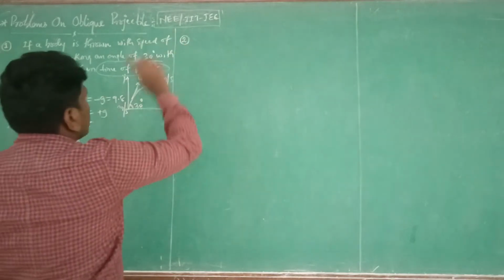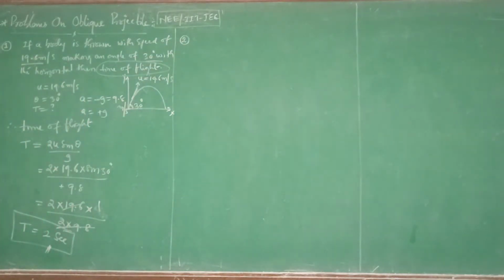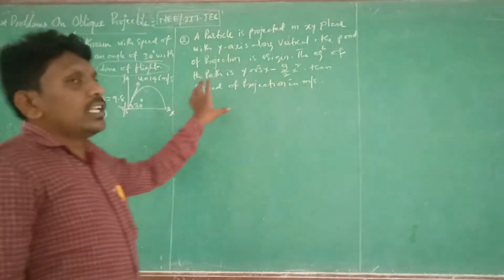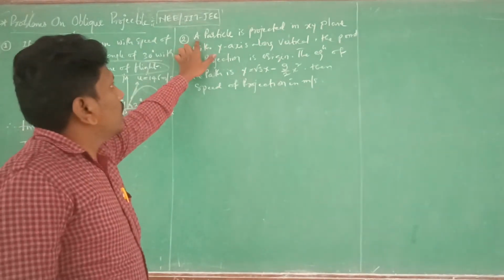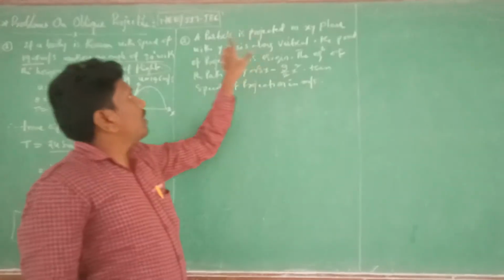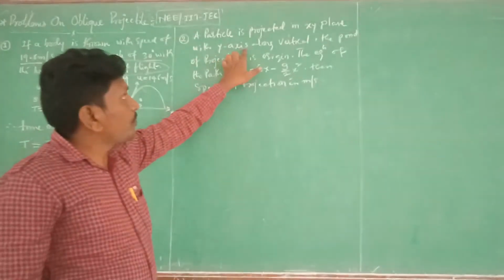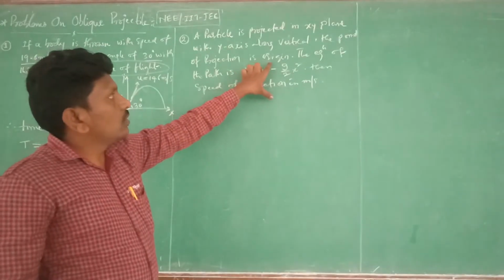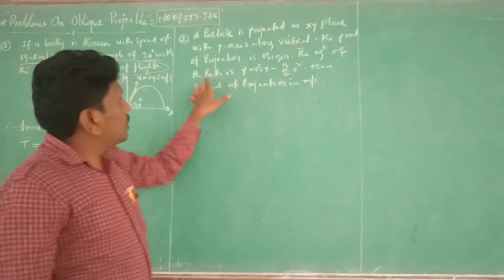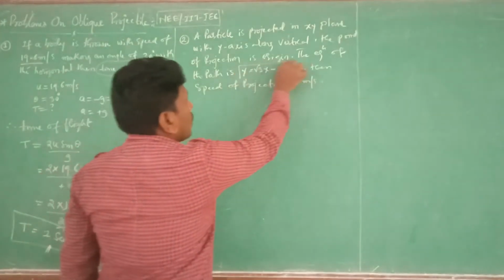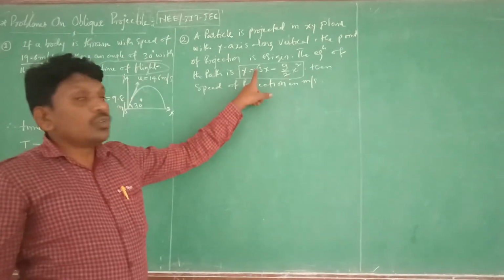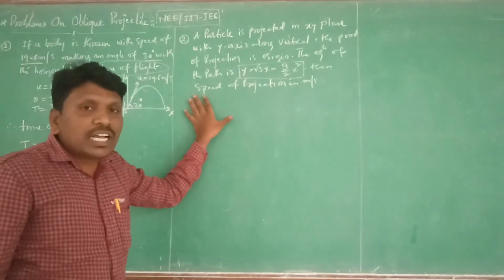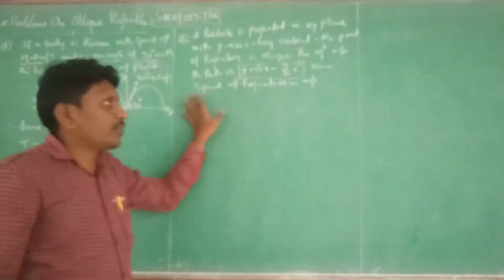And the second one, let us see. Listen to me. The second question is: a particle is projected in the xy plane with the y-axis along the vertical. The point of projection is the origin. The equation of the path is y equals root 3 x minus g by 2 into x square. Then we have to find the speed of the projection in meter per second. Very simple.